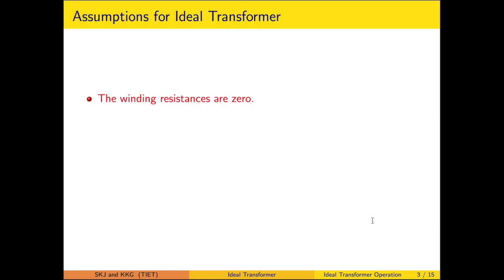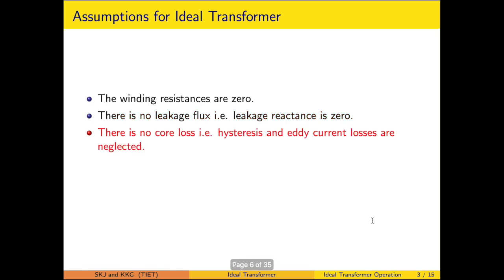The ideal transformer is basically based on some assumptions. These assumptions are: the winding resistances are taken as 0. There is no leakage flux, so all the flux which is established by the primary is linking to the secondary. So you can say the leakage reactance is taken as 0. Previously, in the magnetic circuit, we have gone through that the magnetic core results in two types of losses, hysteresis and eddy current losses.